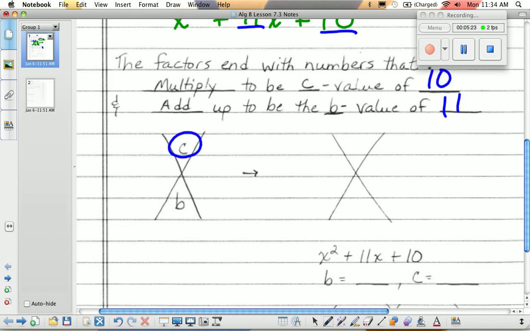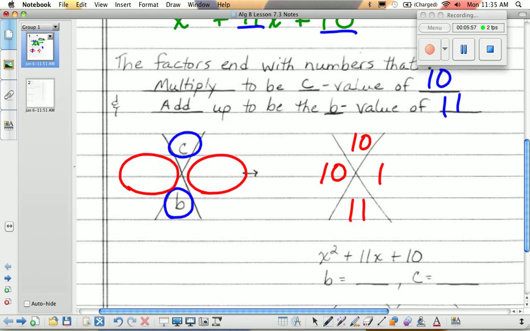And notice up here is the C value, what it needs to multiply to be. Down here we're going to put the B value, what it needs to add up to be. So what we're looking for today is what are those numbers that we will have to place here to make that happen. We'll have to complete the diamond. So we're going to put a 10 up here because that's our C value. We're going to put 11 down here. And we need the two numbers that multiply to be 10 and add up to 11. And they are 10 and 1.